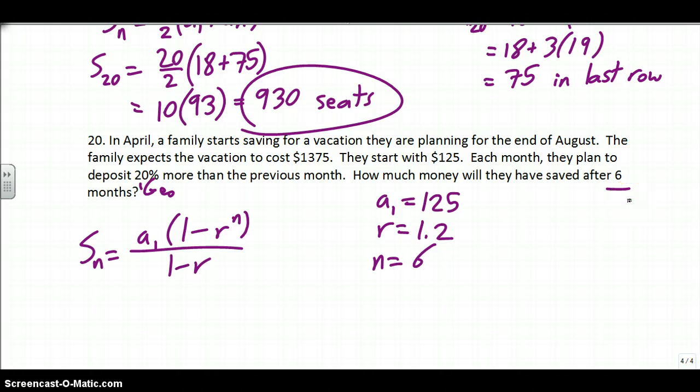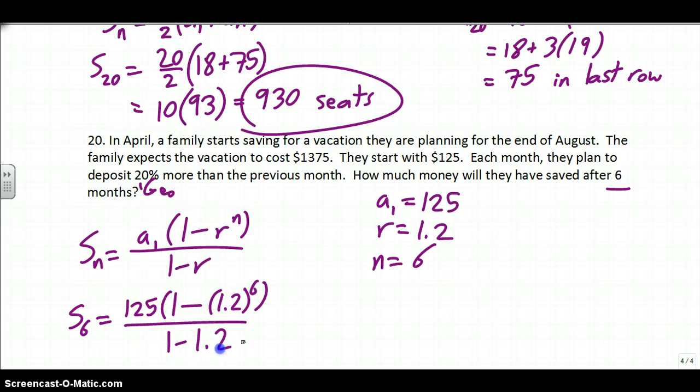Unlike number 18, we don't have to adjust for that first month, okay? But they're letting you know after 6 months of doing this. So we've got everything we need. a1 is 125. 1 minus r is 1.2 to the 6th power over 1 minus 1.2. So I would literally just do it all in your calculator. 1.2 to the 6th. I get this.